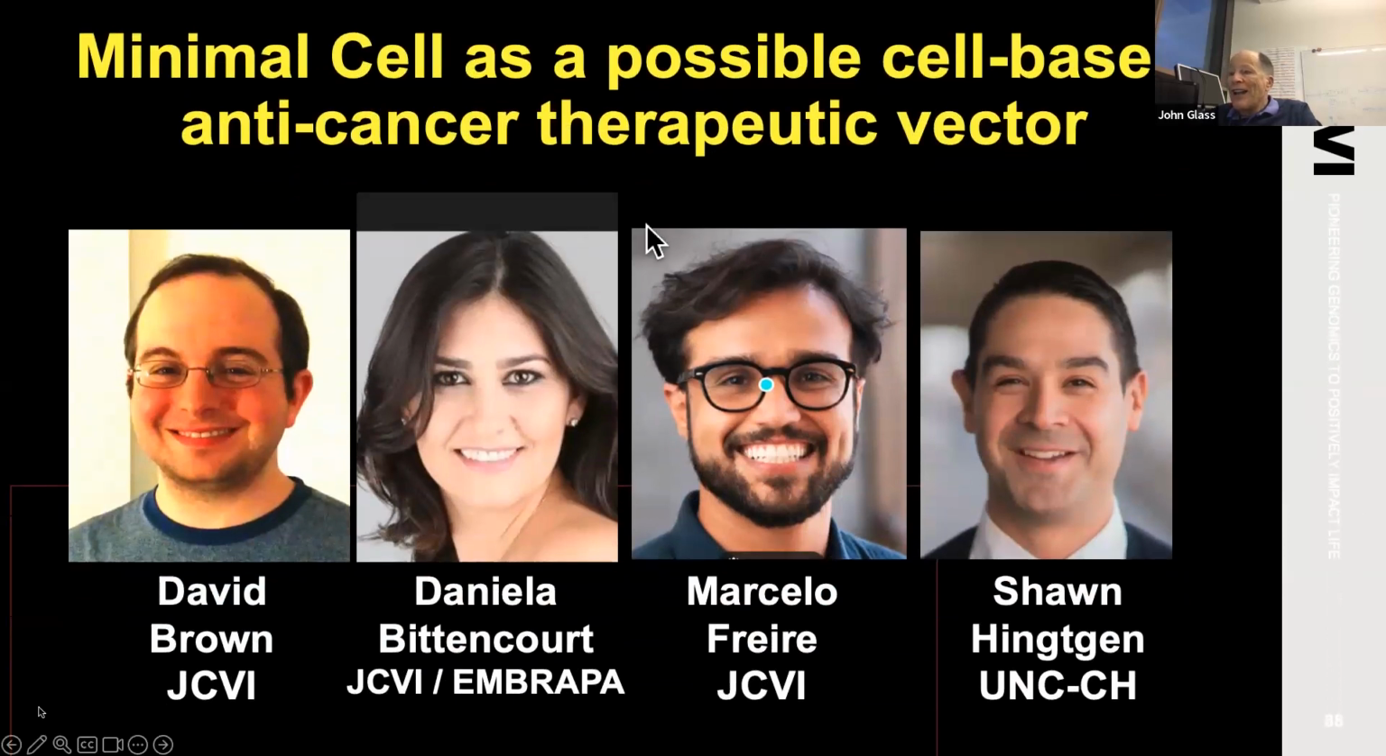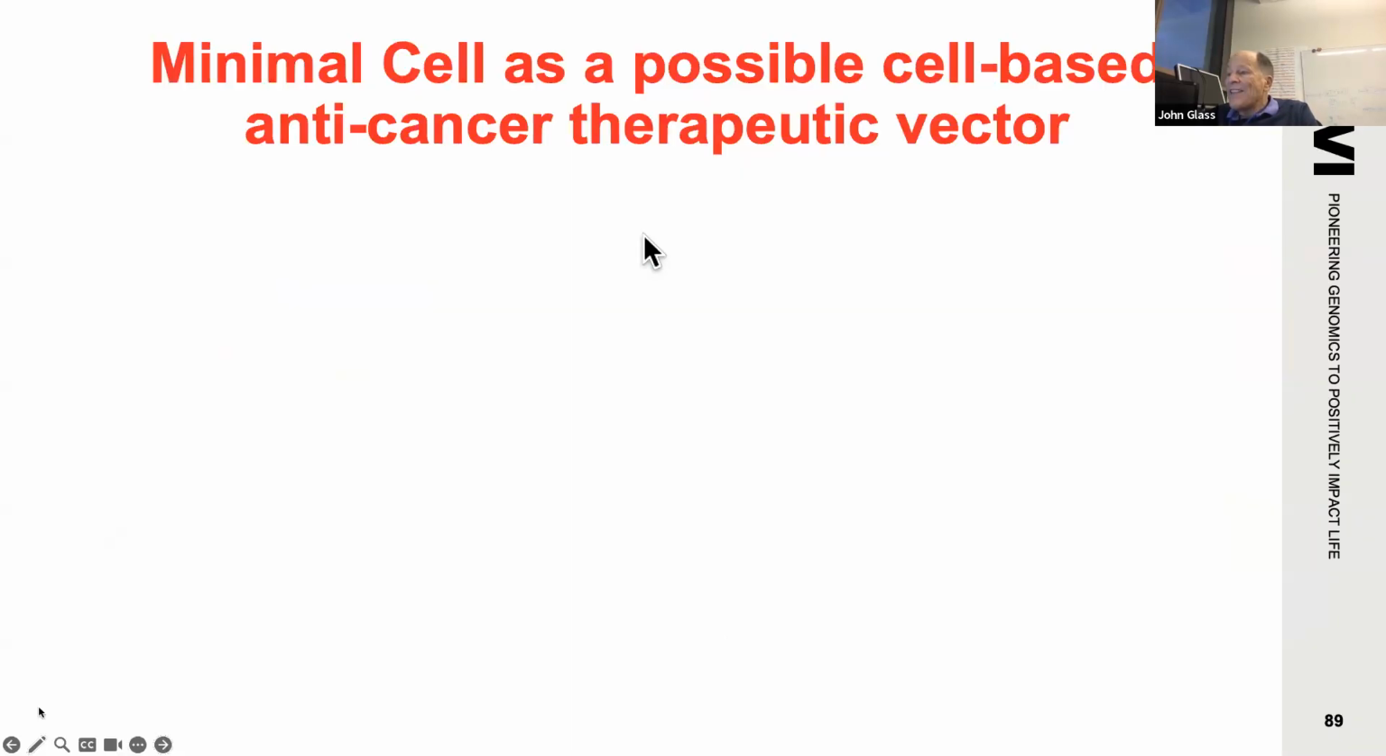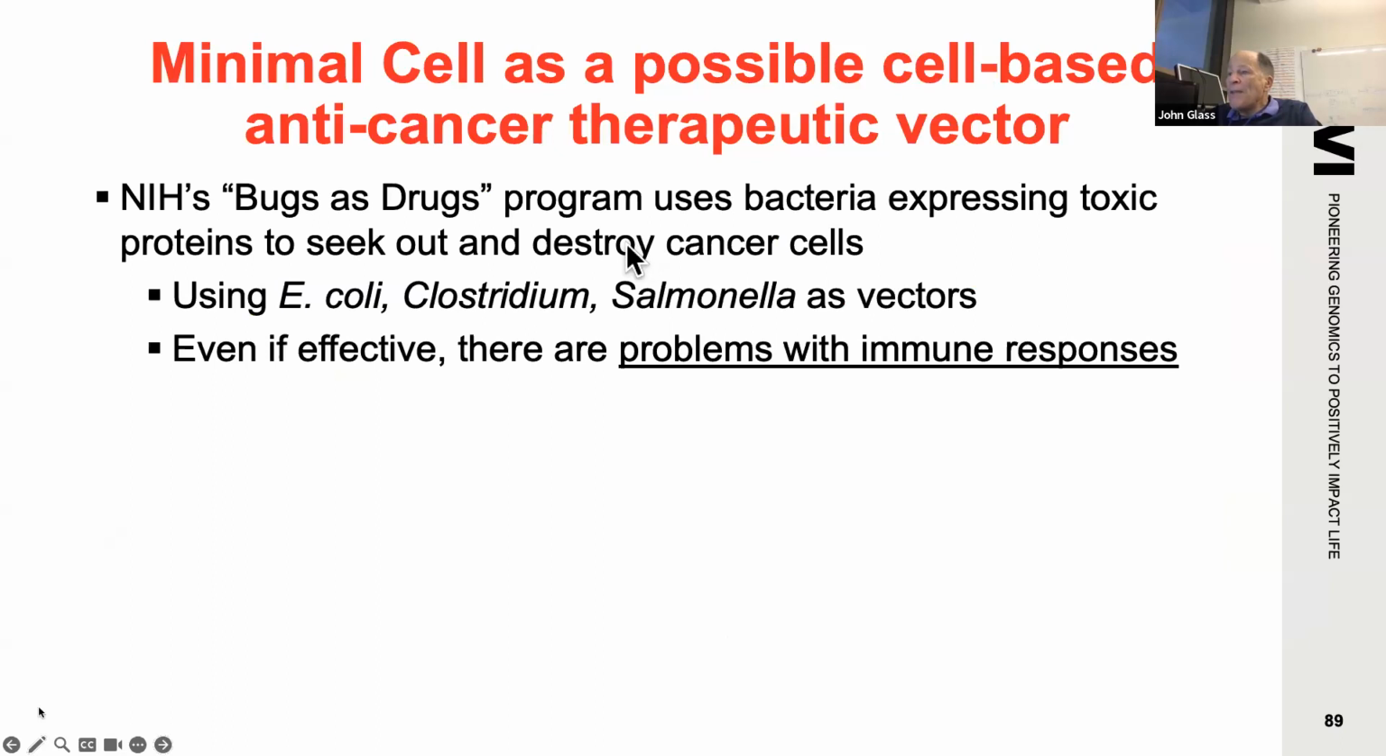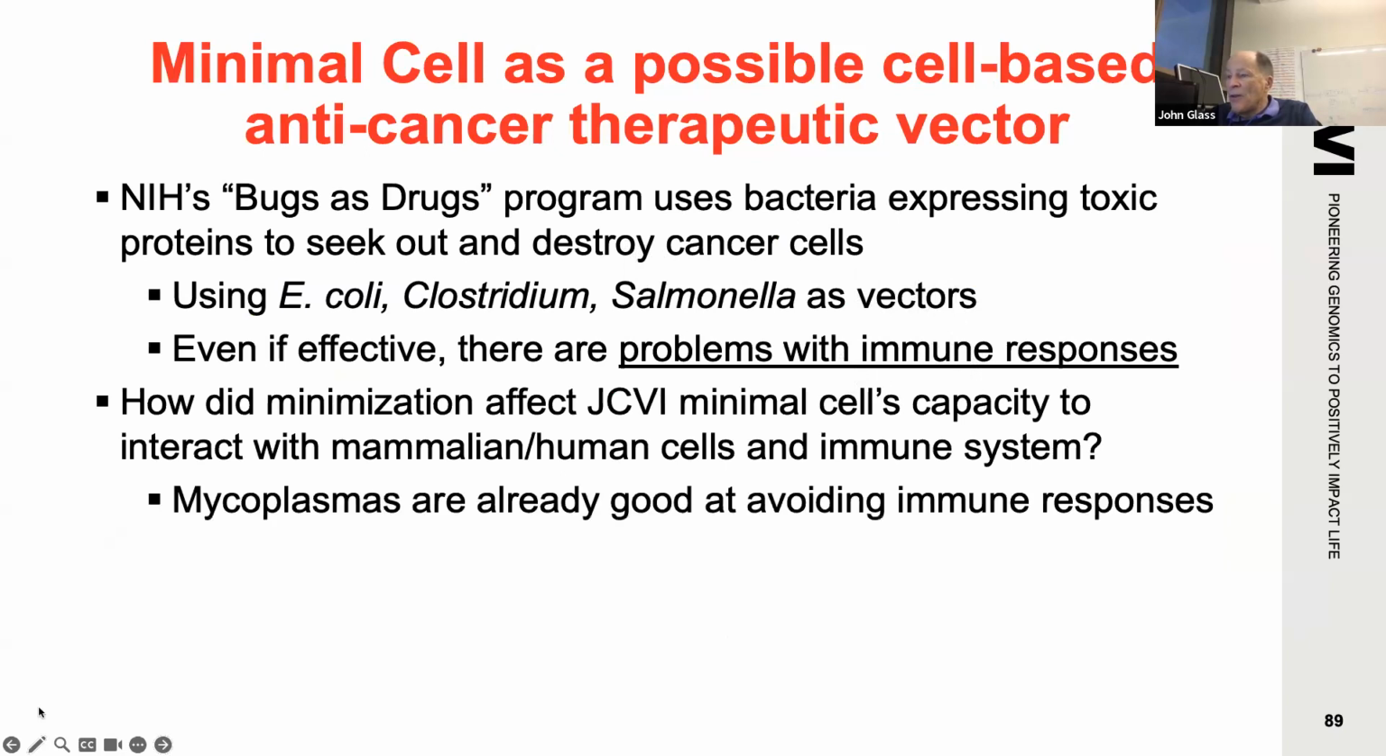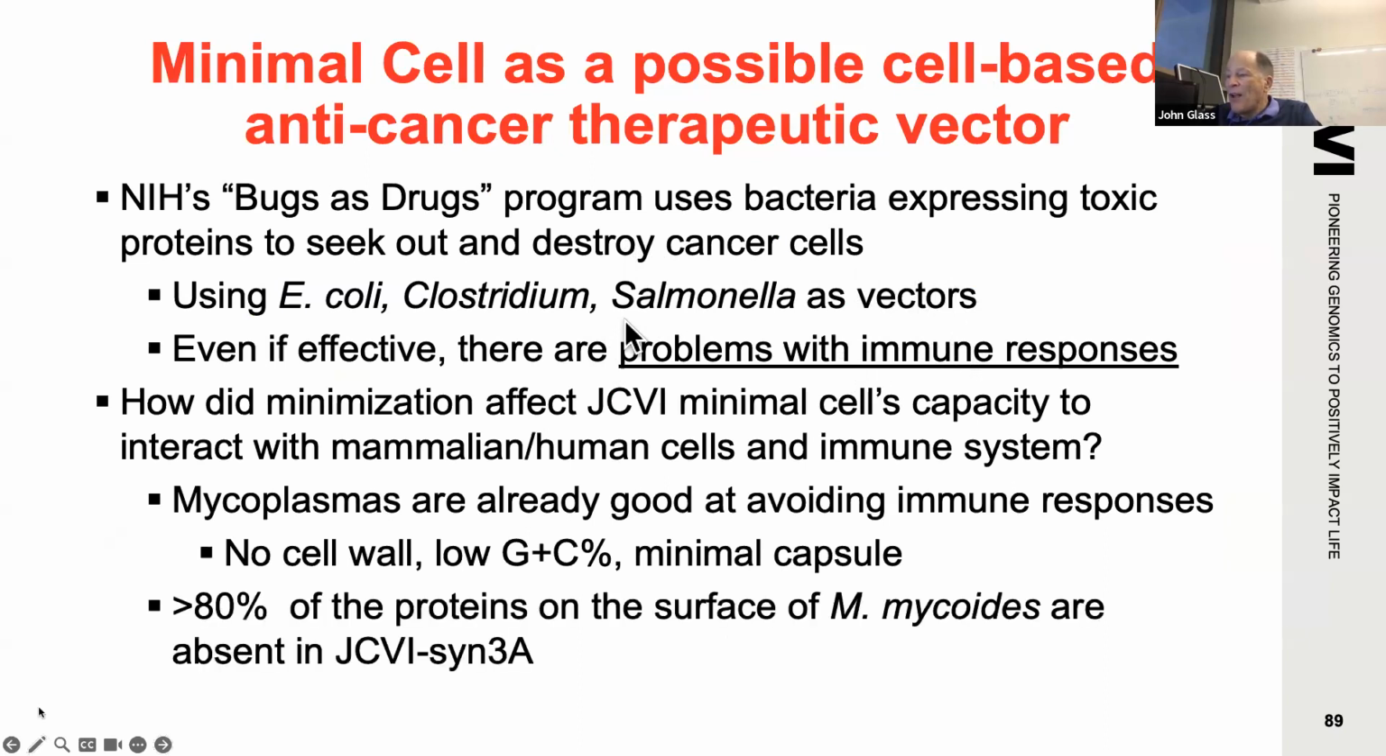And almost the last thing, we have this idea that the minimal cell might be able to be used as an anti-cancer system, because we know that the minimal cell appears to be invisible to the human immune system. And so we could put genes into it that might enable us, well, it has a bunch of features to make it invisible to the human immune system.